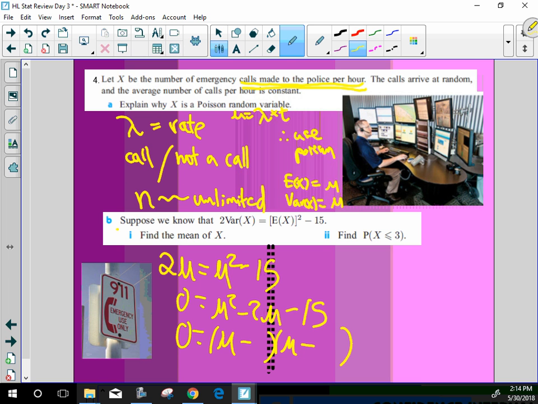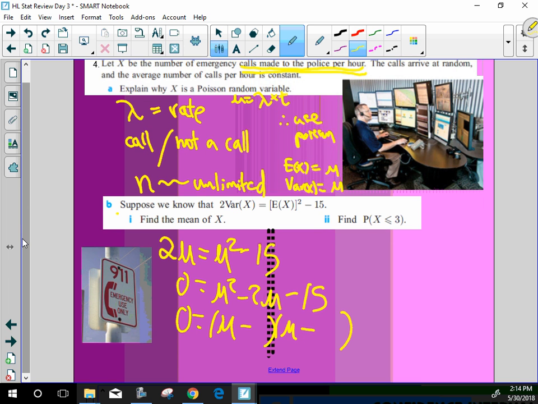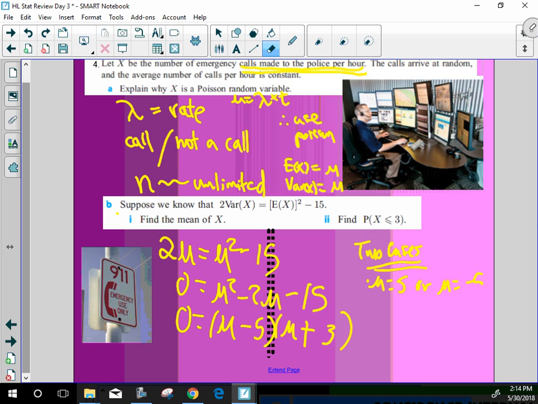What does that negative 15 factor into? Wow, negative 5 and 3. So we'll have 2 cases. We'll either have mu equal to 5 or mu equal to negative 5. Well, or negative 3. Wait a minute. This will be plus 3. Negative 5 plus 3. So mu is going to be equal to negative 3. Which of those make no sense? Negative 3 calls? No. So I would say the mean is 5.